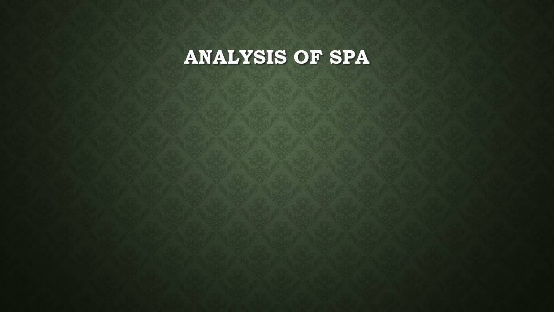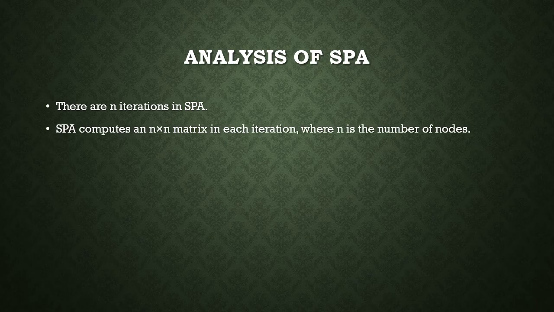Analysis of SPA. There are n iterations in SPA. SPA computes an n by n matrix in each iteration where n is the number of nodes. So the time is O(n cubed) because you work with n squared elements in one iteration and there are n iterations.